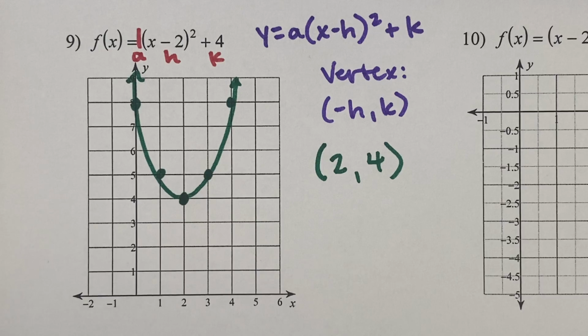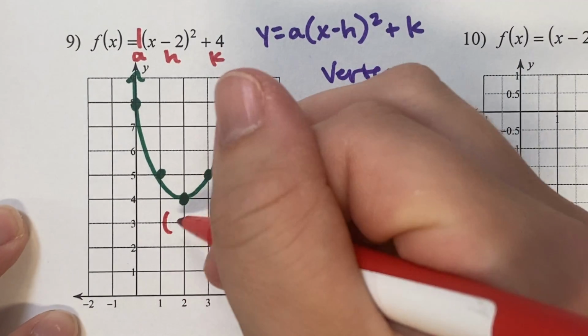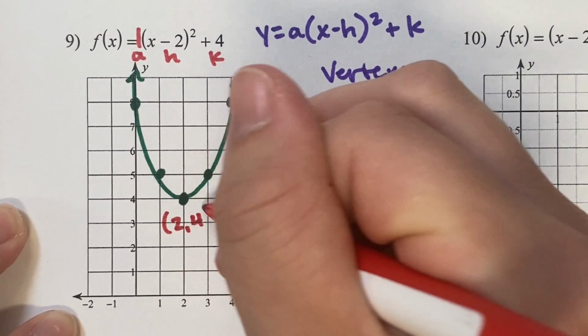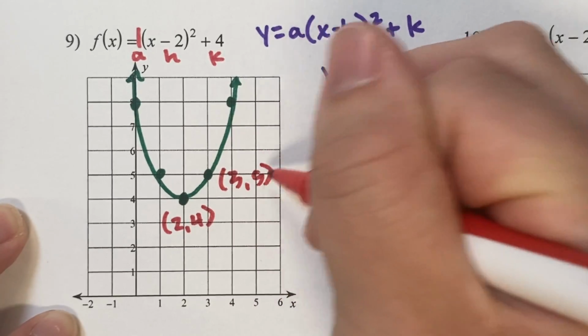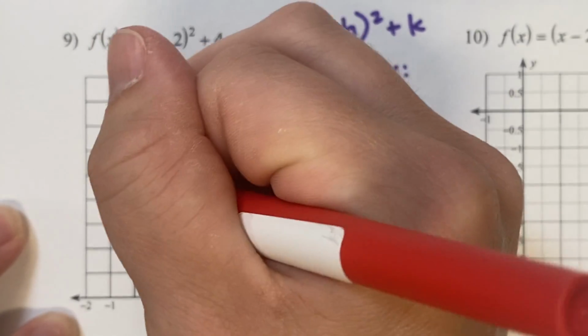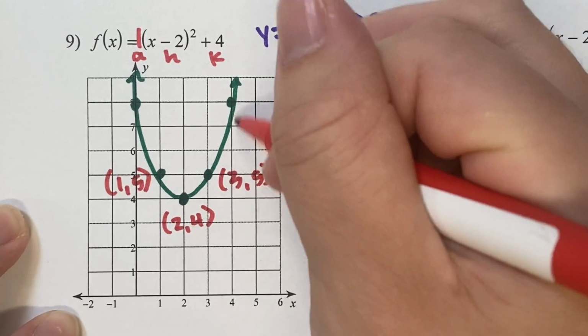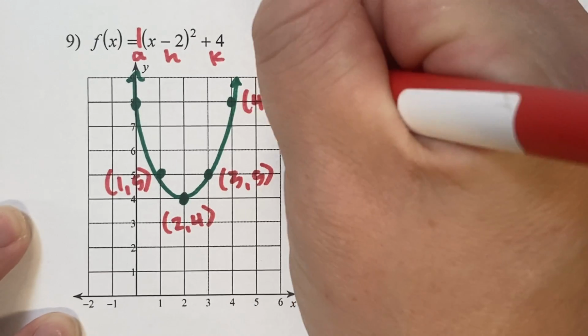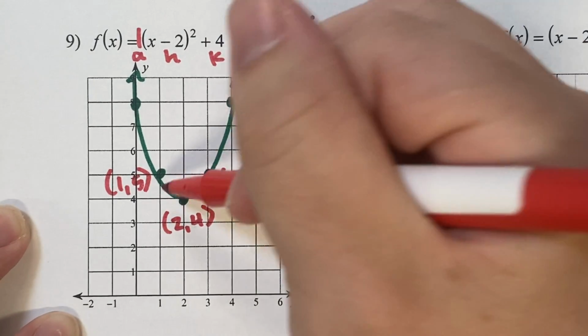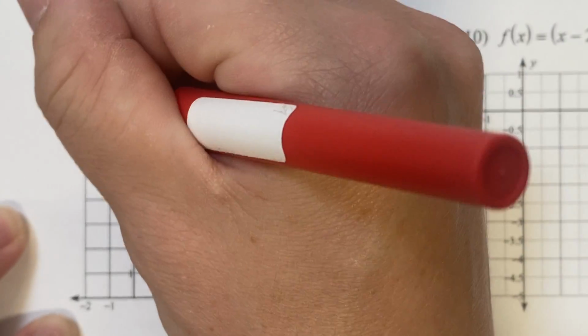Now to do the inverse, we just identify these coordinate points. So this was 2, 4. This is 3 up 5, so 3, 5. This is 1 up 5, 1, 5. This is 4 up 8. Some of these might not be on the graph on our inverse, that's okay. And this is 0, 8.